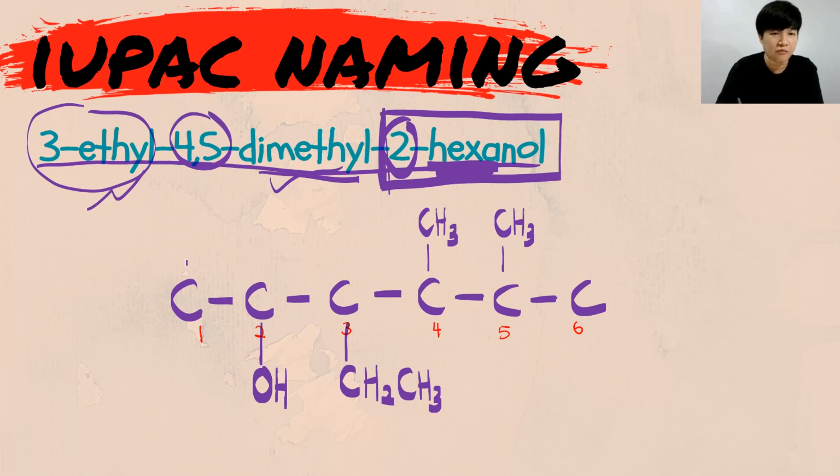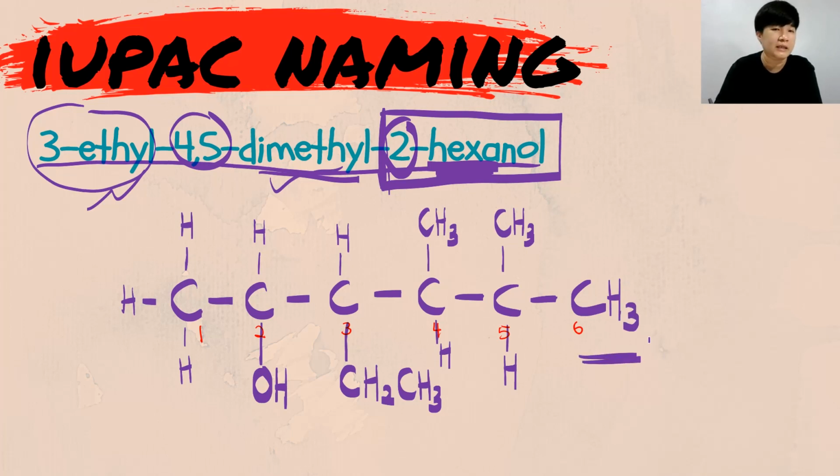So the carbon number 1 will have another 3 hydrogen to make it a 4-bond carbon. The carbon number 2 will have 1 more hydrogen. Carbon number 3, 1 more hydrogen. Carbon number 4, 1 more hydrogen. Carbon number 5, 1 more. Carbon number 6, 3 more hydrogen to make it a complete 4 bond. So that is how we start drawing your alcohol.